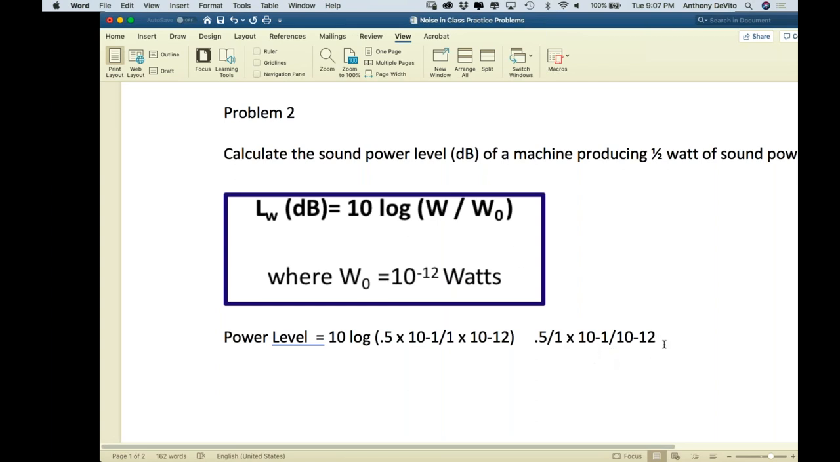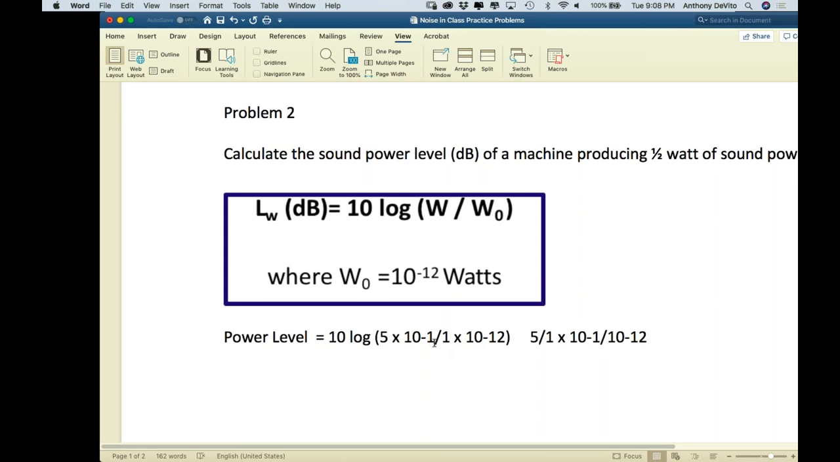Okay, I want to take a quick look up. So power level is equal to 10 times the logarithm of the wattage over the reference wattage. The wattage is 0.5 watts. So our formula becomes 10 times the logarithm of 0.5 watts divided by 10 to the minus 12 watts. To simplify this for myself, I changed them both into exponents. What I did was change that 0.5 watts into 5 times 10 to the minus 1, divided by 10 to the minus 12, which is really the same as 1 times 10 to the minus 12. I'm just changing the way it's laid out.